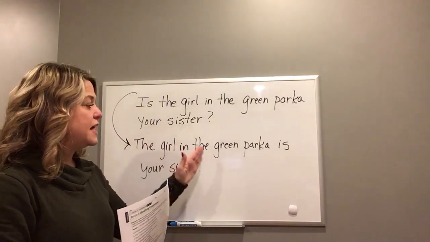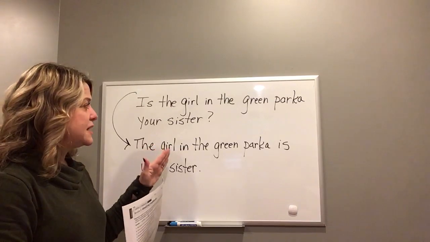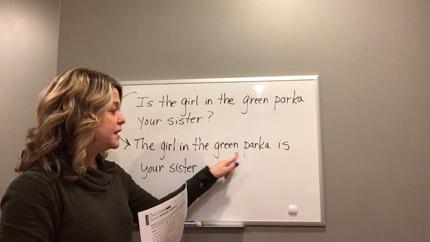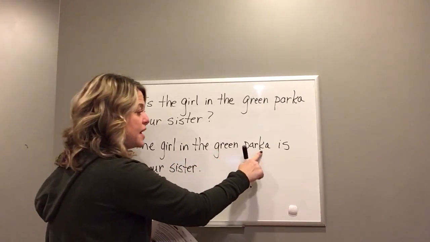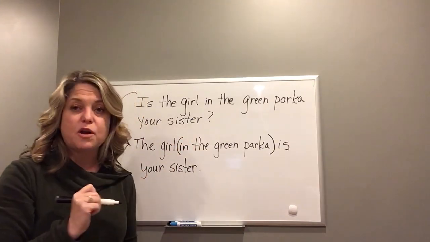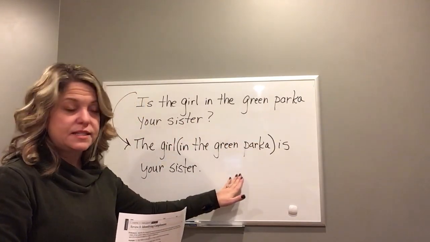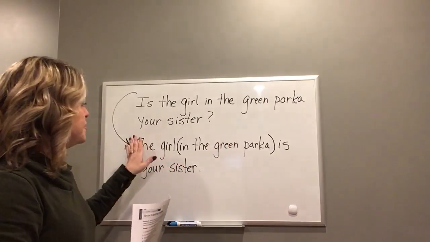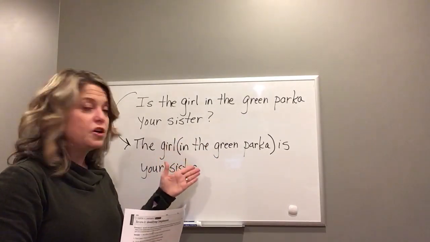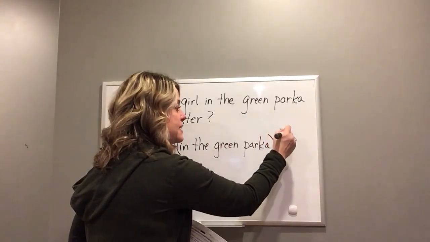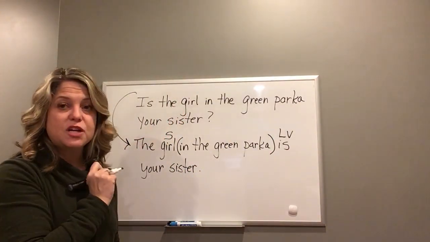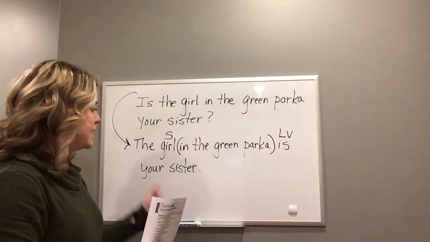So let's see if there are any prepositional phrases. I'm looking at this and I see pretty quickly in is a preposition: in the green parka. It ends with a noun, which is the object of the preposition. So in the green parka is our prep phrase. So now we can ignore it. Nothing important will be in there. We can look at the sentence, the girl is your sister. What is the verb? Is, the linking verb. Who or what is? The girl is. There's your subject.